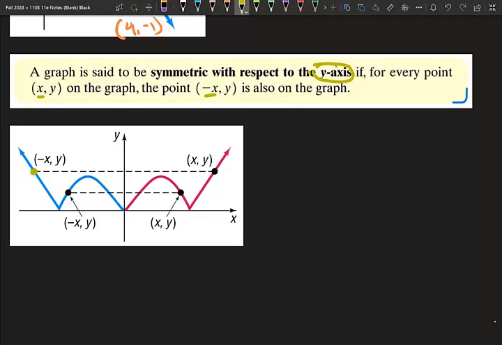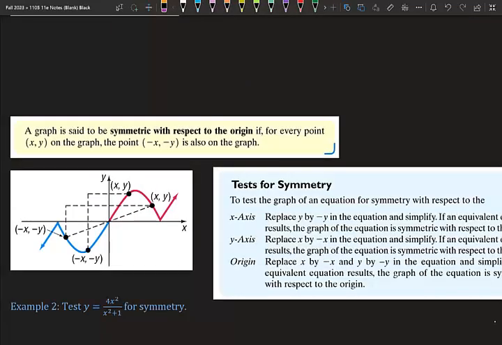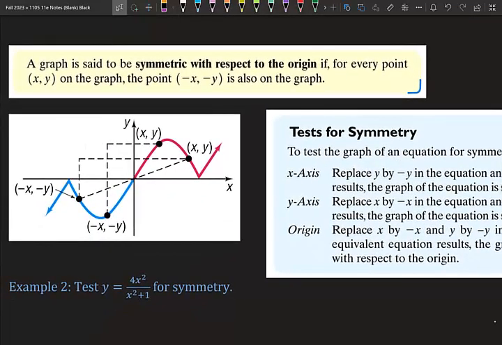So let's say I had this point right there. Let's say that is negative 3, 5. That means the symmetric point to that would be positive 3, 5. So for y-axis symmetry, x becomes negative x.